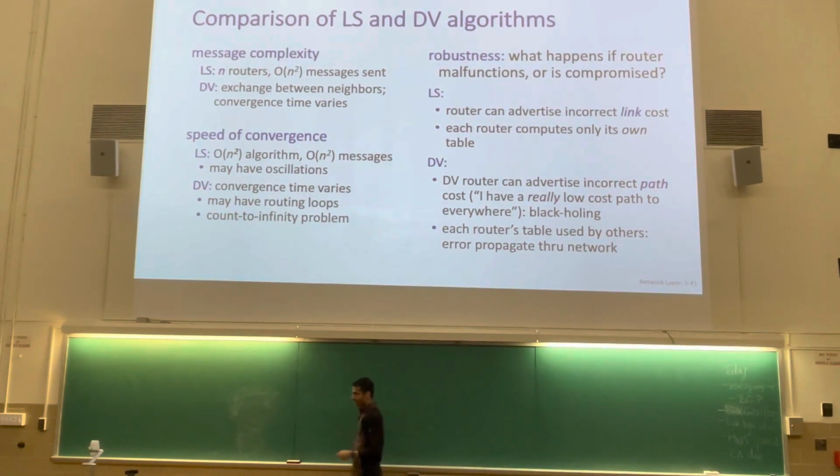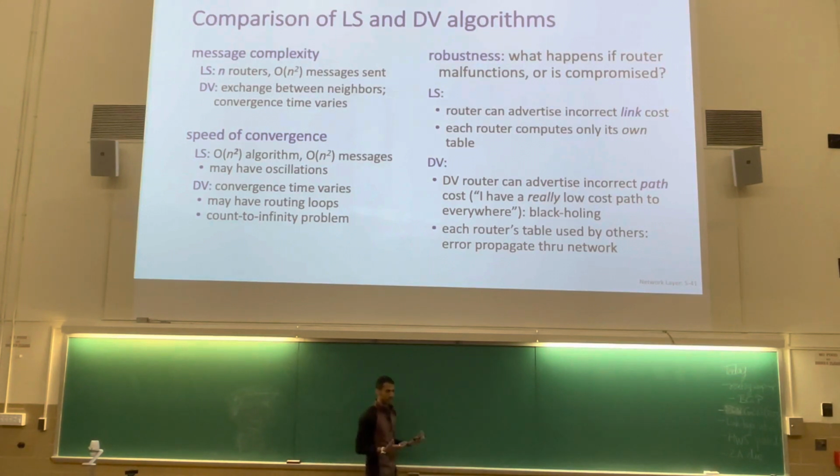Okay, so here's a wrap-up comparison of link state and distance vector. What are these protocols? These are used in individual networks. The inter-network protocol is BGP, which we're going to see shortly. So what are the trade-offs of link state and distance vector? Well, you know the global and decentralized aspect.